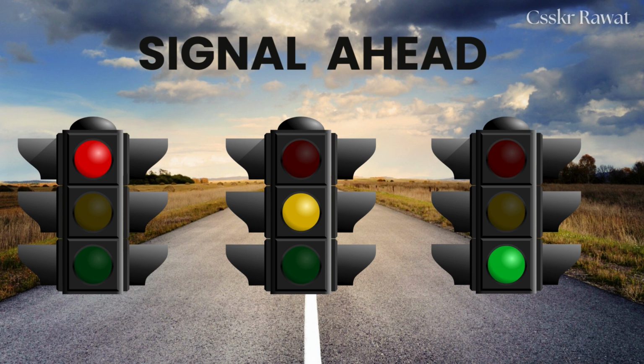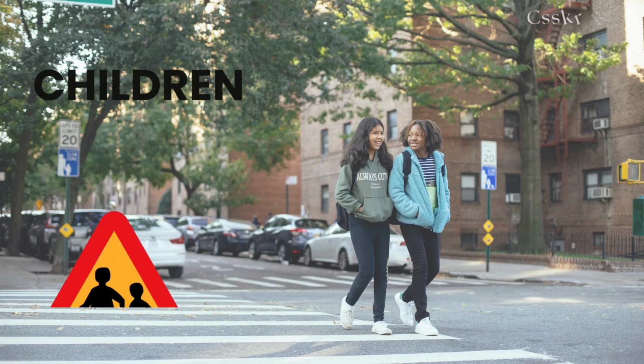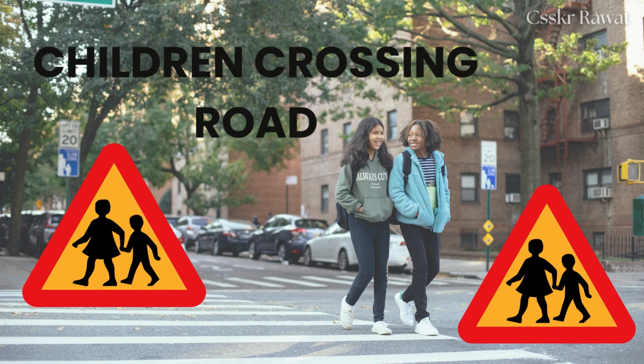Red means stop, yellow means slow down and get ready to stop. Green means go. Children crossing sign. This sign means that children might be crossing the road ahead.